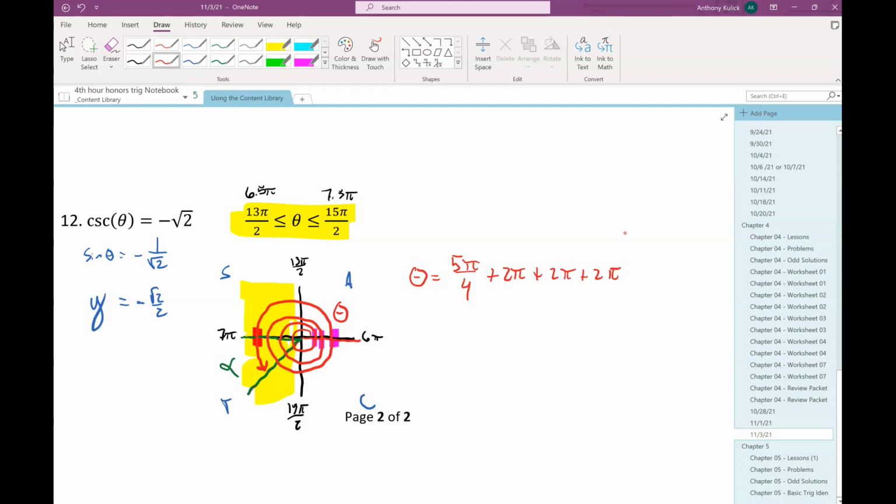So if I make a common denominator and add those fractions together, that gives me 29 pi over 4. Because 2 pi is 8 pi over 4, and 5 plus 8 plus 8 plus 8 is 29. And the denominator stays the same.